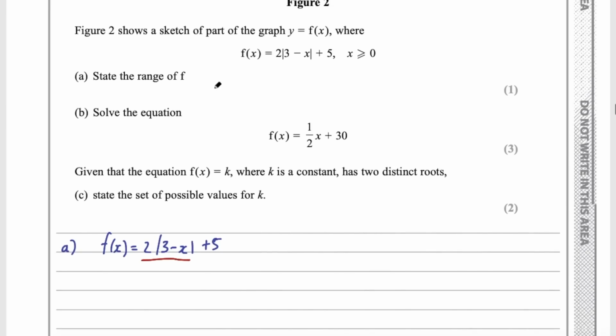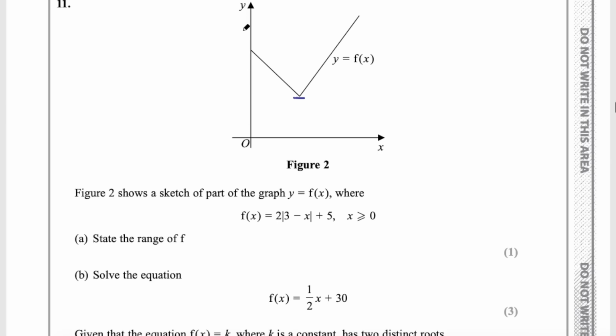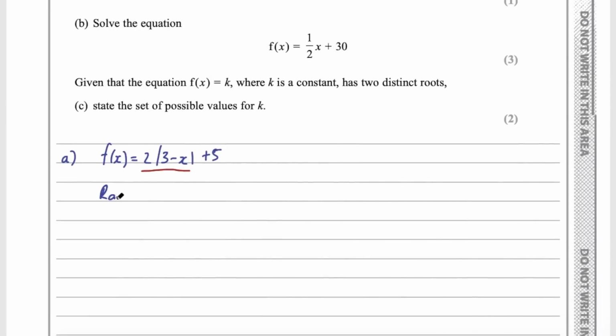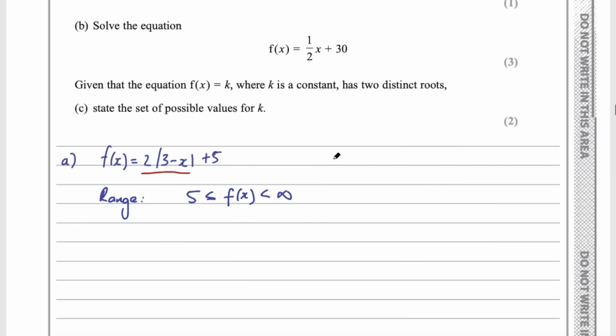So for the range, remember the range is the y values, the domain is the x values, so the range of f will be from 5 to infinity. So the way we write that is using inequality symbols, so it can be f of x greater than or equal to 5, and then f of x is less than infinity. Okay, that's for 1 mark.